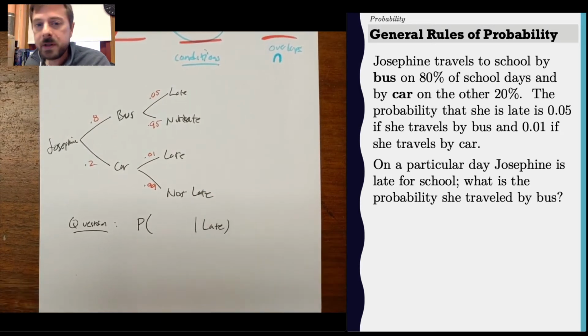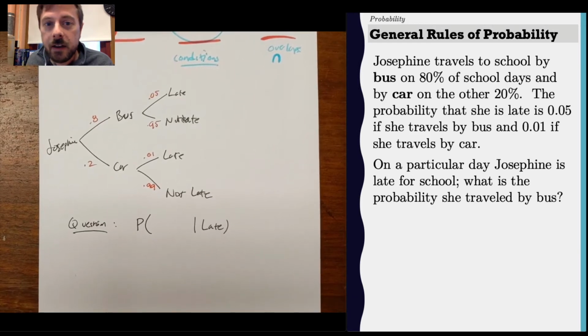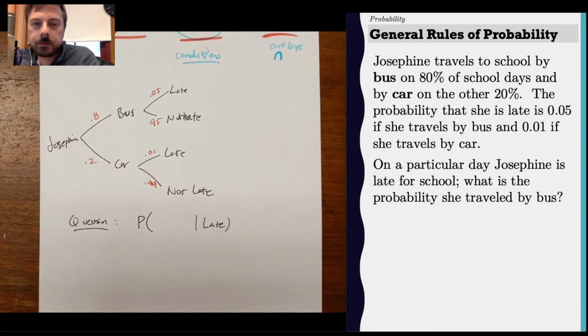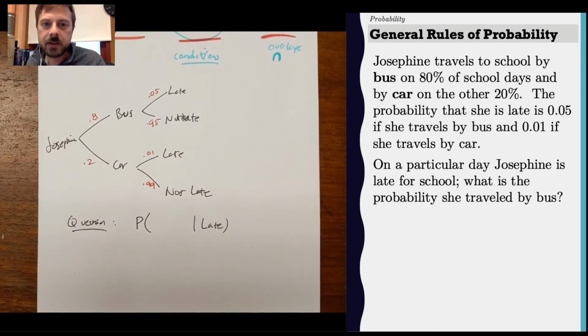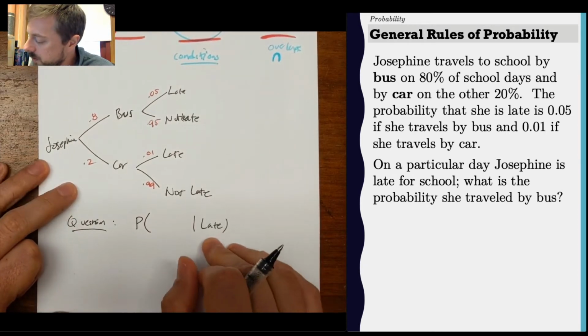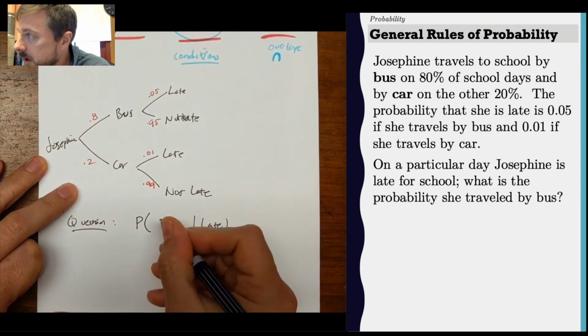Now you might say, Mr. Zach, there's no word given there. There's no if. There's no when. There's no assuming. There's none of those key words. Well, it's just the logic of the statement that tells us that it's a conditional. You're told on a particular day, Josephine is late for school. So now we're in a world where she's late. What's the probability she took the bus?